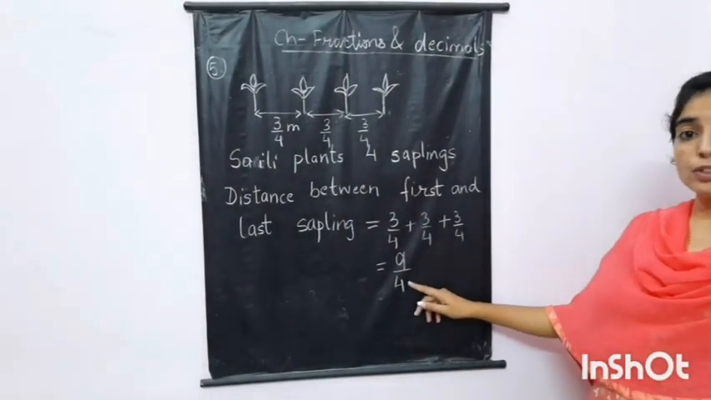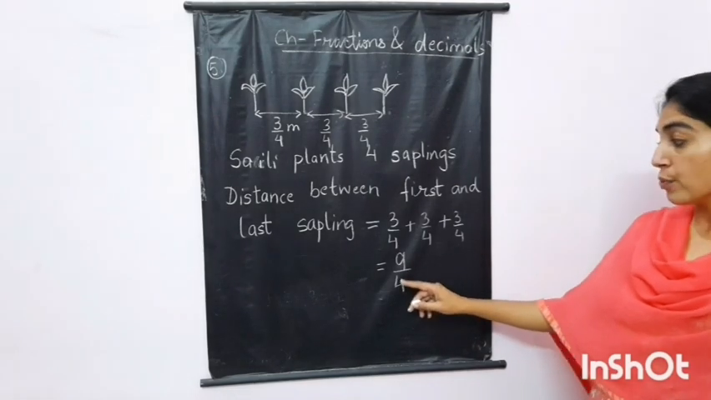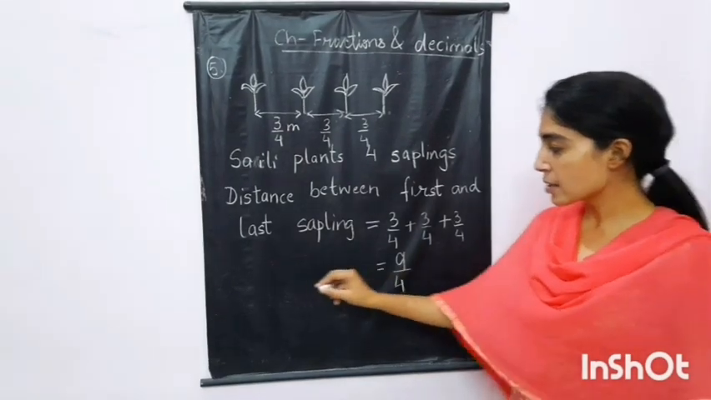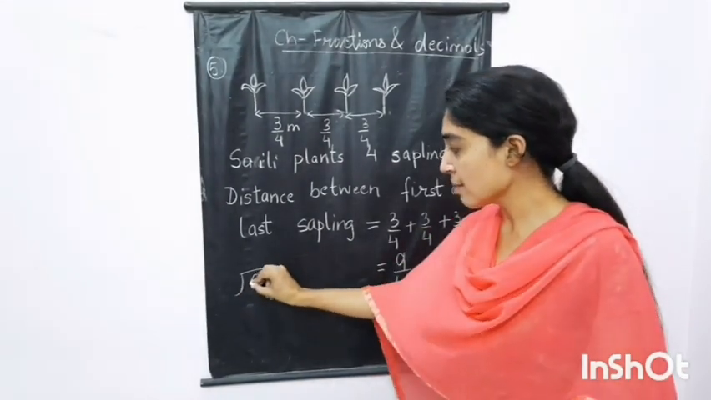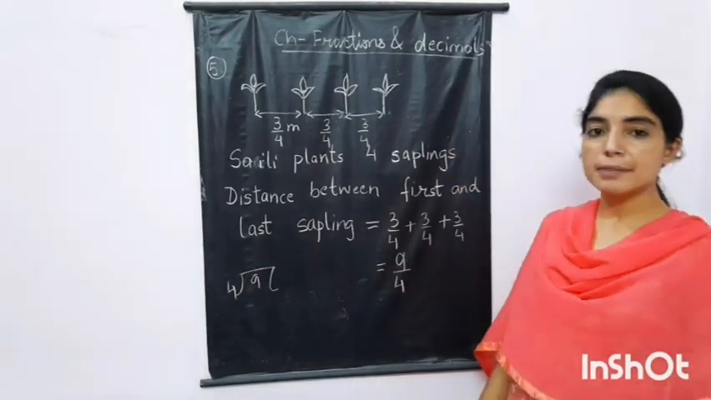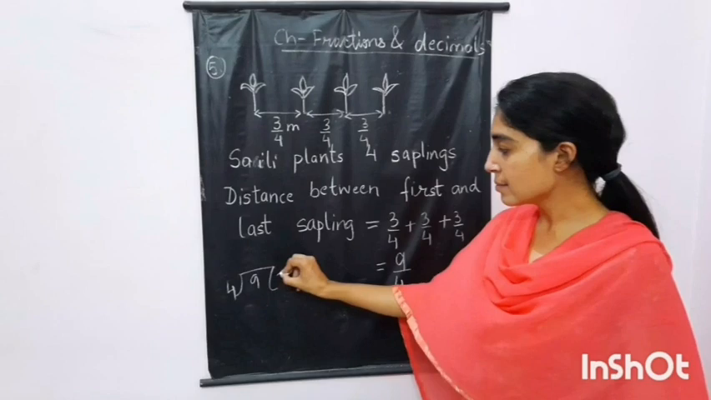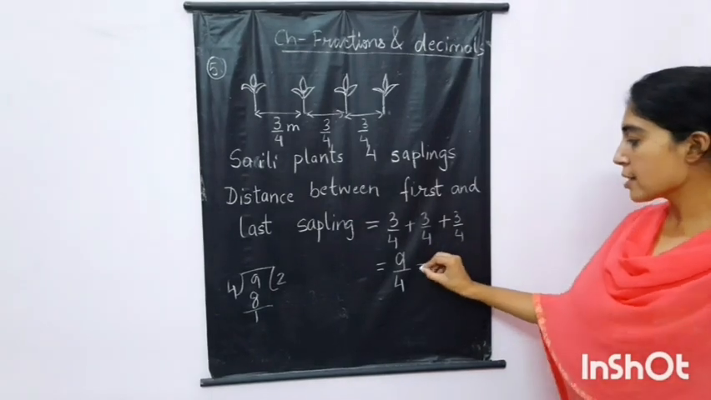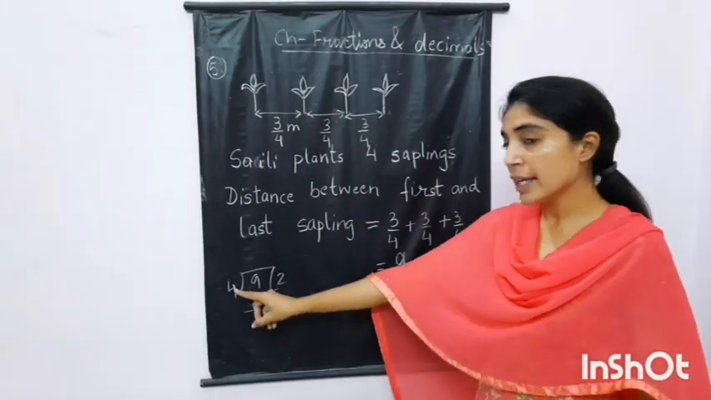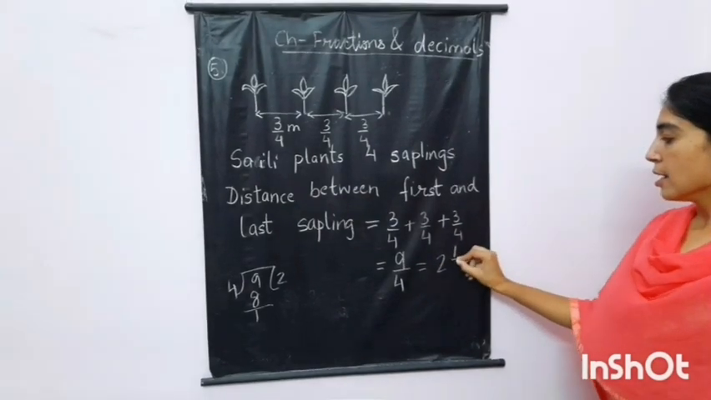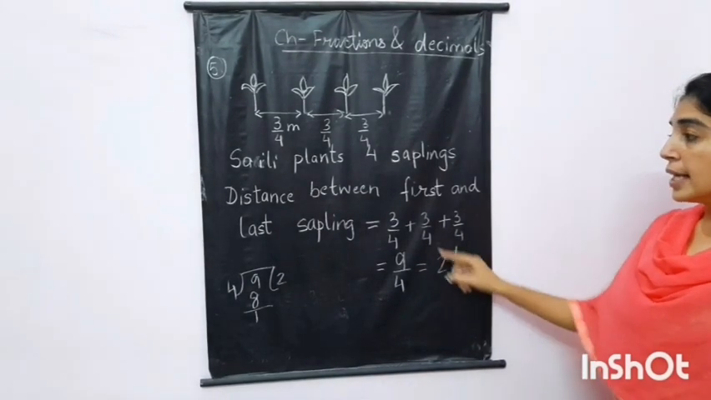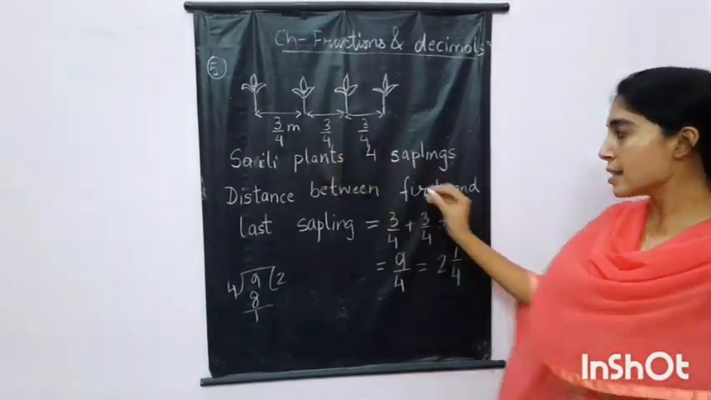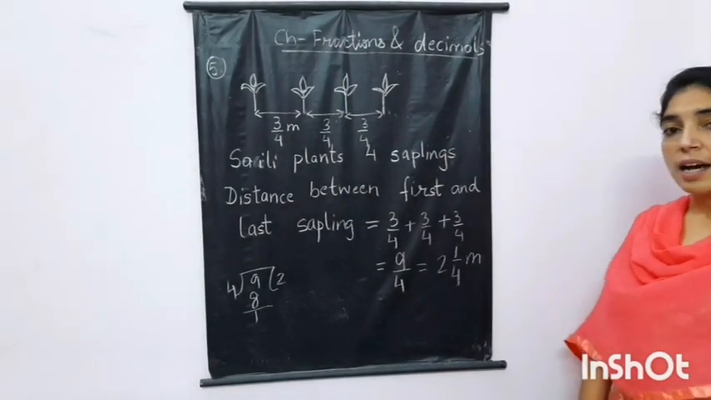Now 9 by 4, you know, is an improper fraction. So whenever we get an improper fraction, we need to convert it into a mixed fraction. So let's convert it into a mixed fraction. For that, divide 9 by 4. When we divide, we get 4 2s are 8, 1 is the remainder. So what is our mixed fraction? 2, 1 by 4. This is our answer. 2, 1 by 4 is the distance between the first and last sapling. Since it is a distance, we will write the unit meter with the answer.